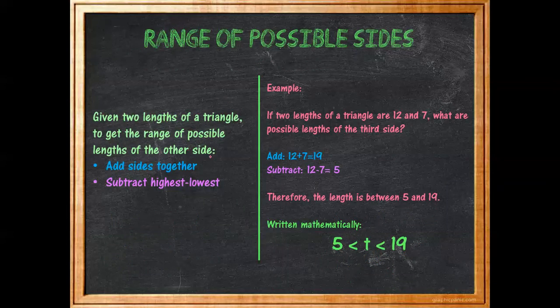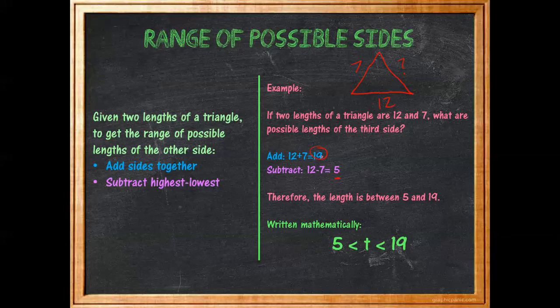Okay, the range of possibilities states that if you're given two lengths of a triangle, to get the range of the possible lengths of the other side, you want to add the sides together and then subtract the lowest from the highest, and that's going to give you your range. So for example, if I have a triangle with side lengths of 12 and 7, I want to know what my possible third side lengths are. So I would take 12 plus 7, which is 19, and then 12 minus 7, which is 5. And so my side length is in between 5 and 19.